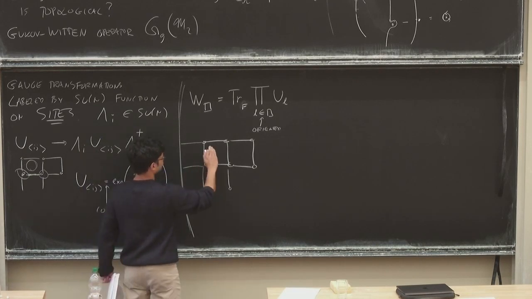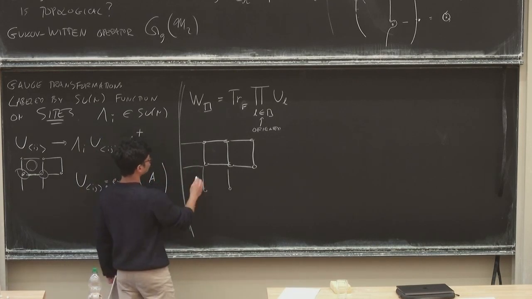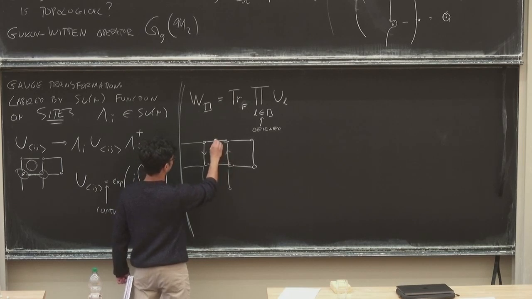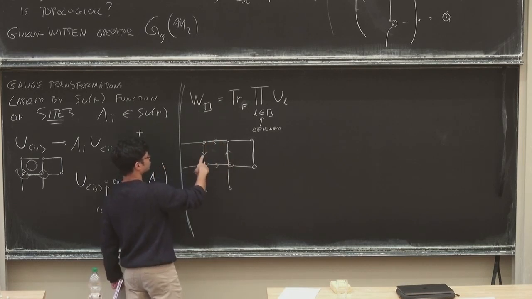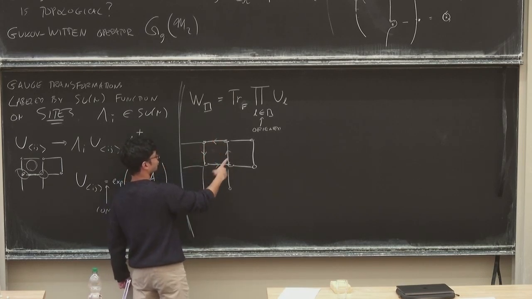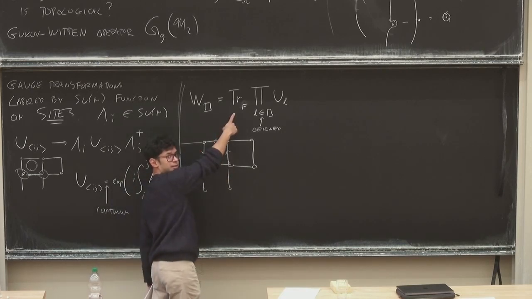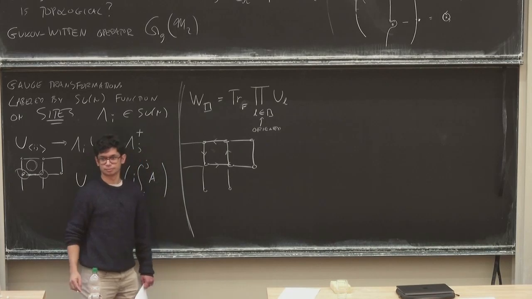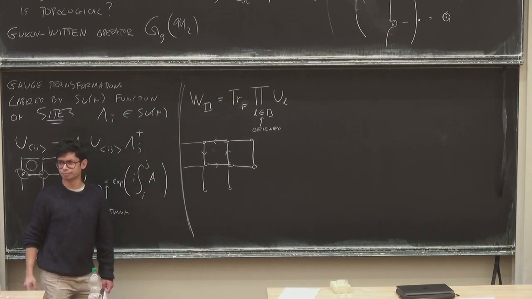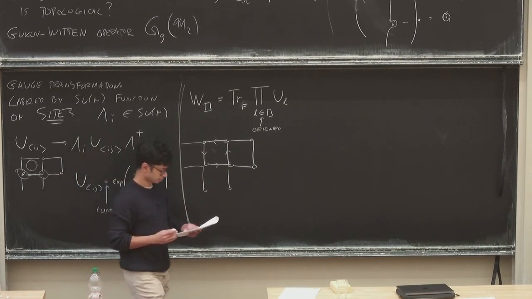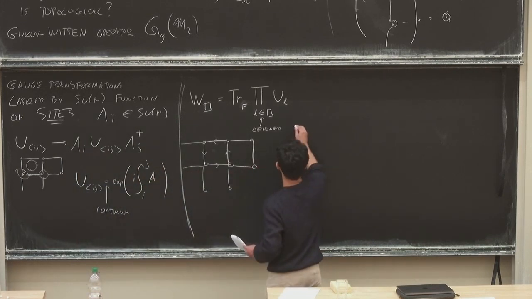If you want W on this plaquette, what you do is you take a product of this times this times this times this. So take the product of the group elements living on all of these four links, and then take the trace. Does that make sense to everybody? Okay. This is gauge invariant, right? So this is gauge invariant.